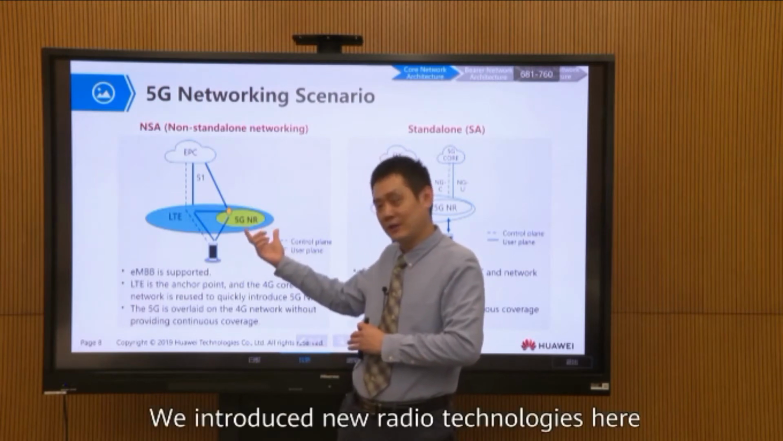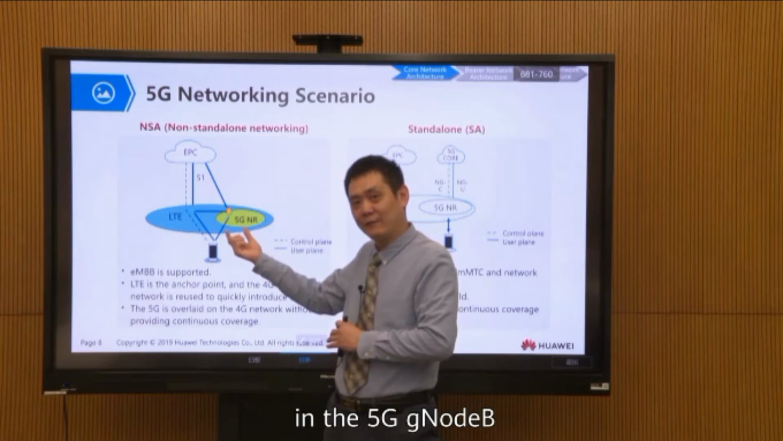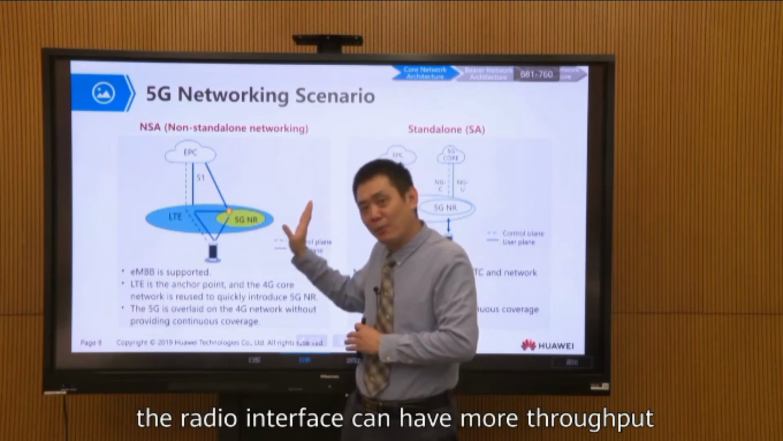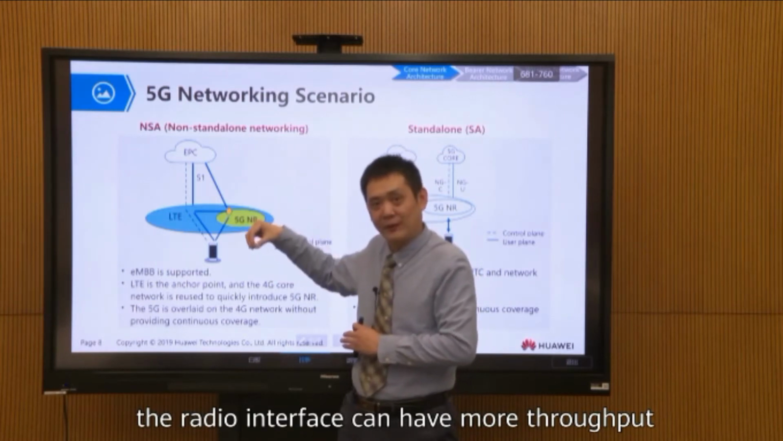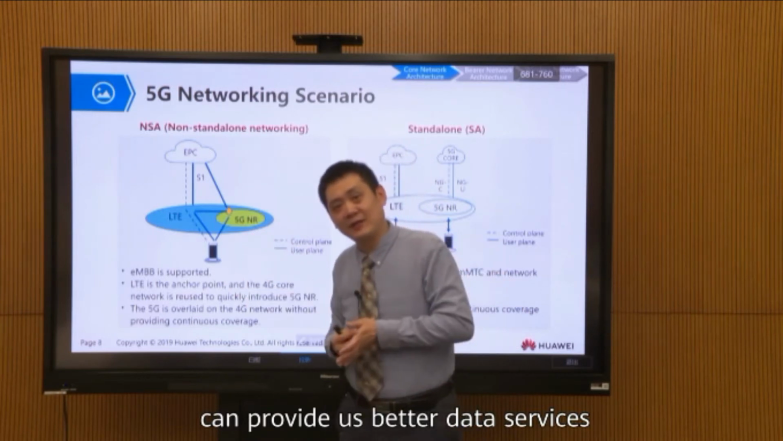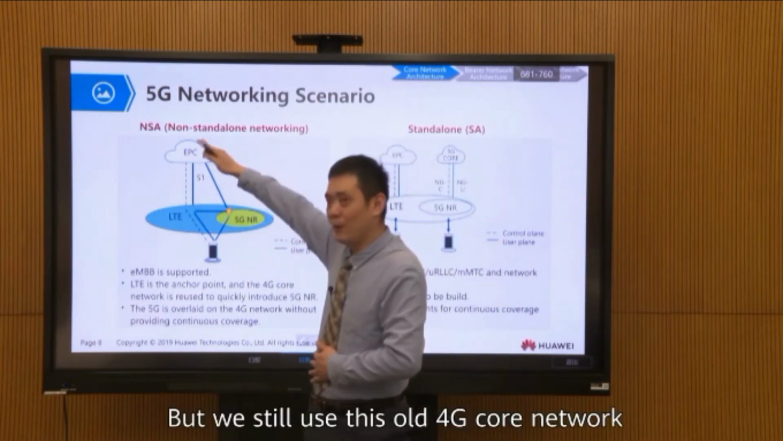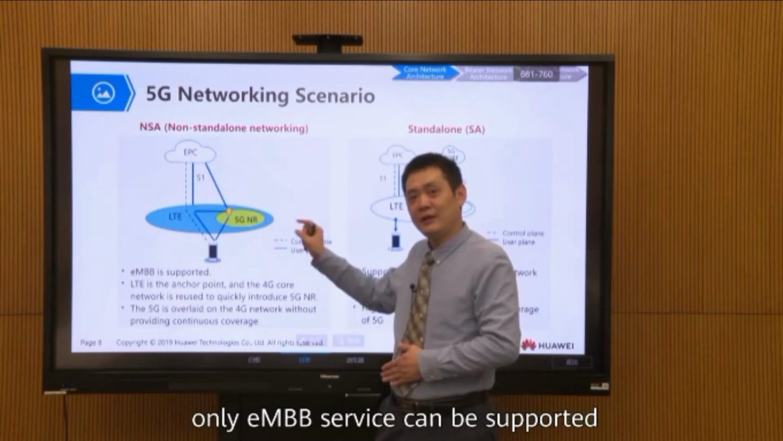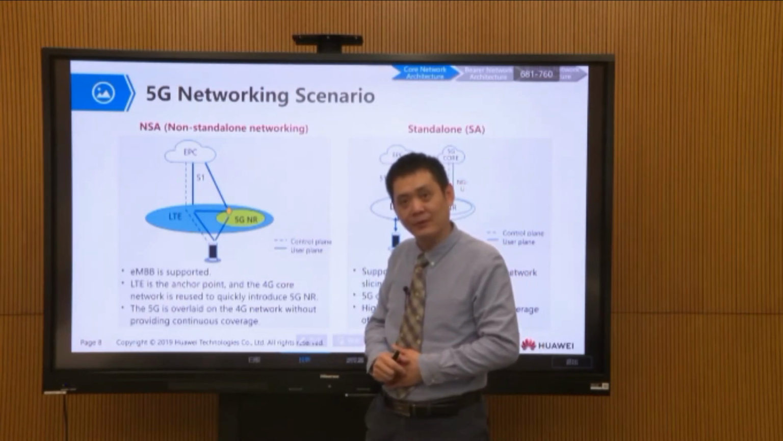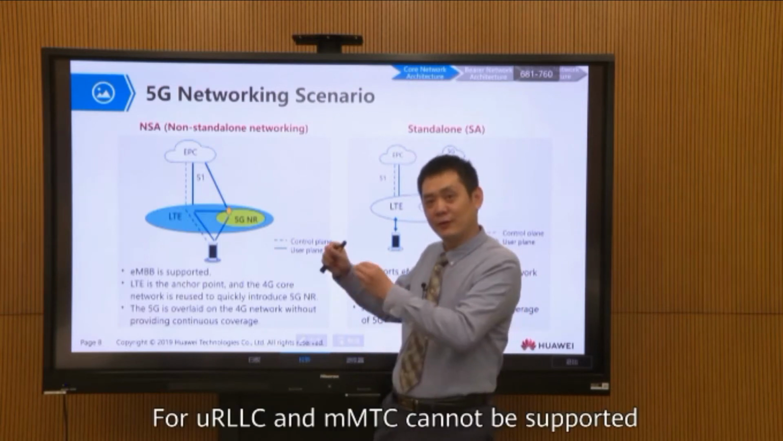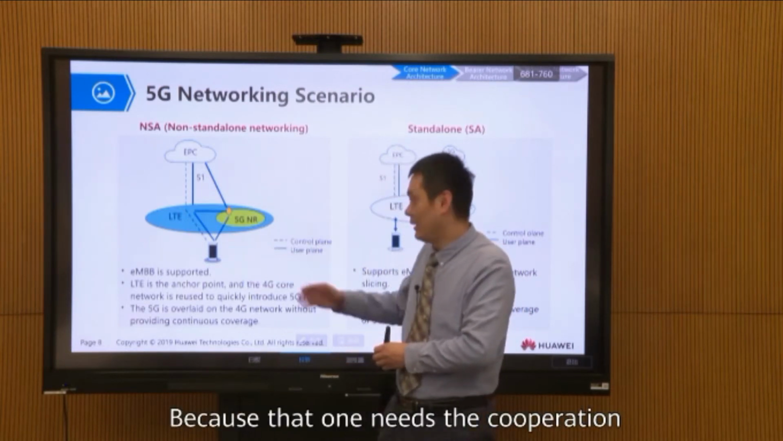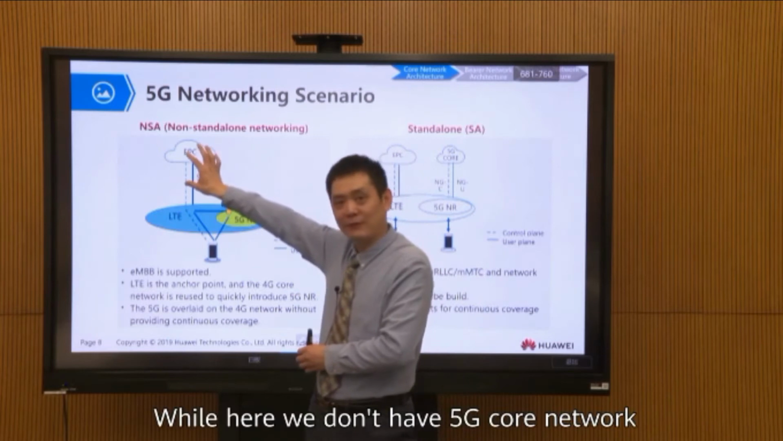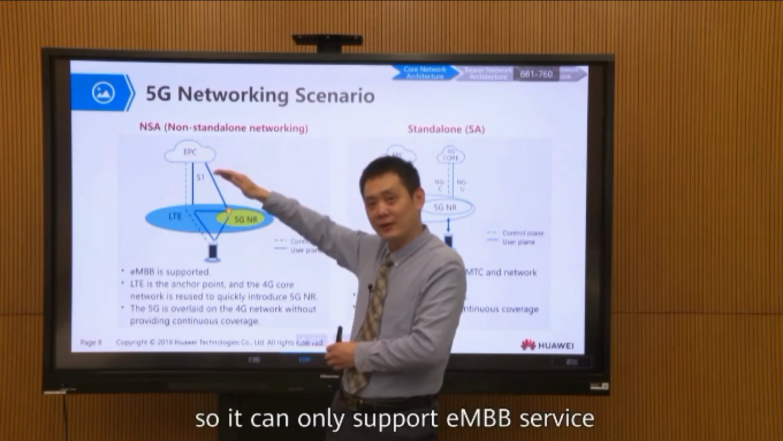We introduce new radio technologies here in the 5G G node B, providing new radio. The radio interface can have more throughput and can provide us better data services. But we still use this old 4G core network. So in this mode, only eMBB service can be supported. URLLC and mMTC cannot be supported because those need cooperation with the core network side, the 5G core network. But here we don't have the 5G core network, only the 4G core network, so it can only support eMBB service.